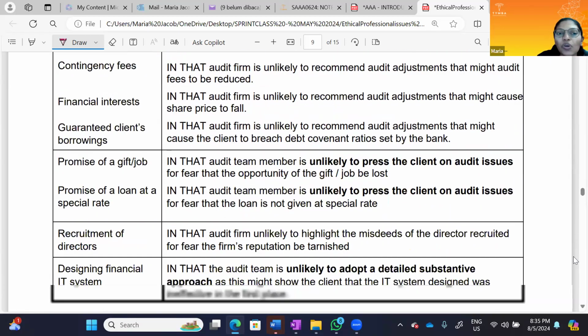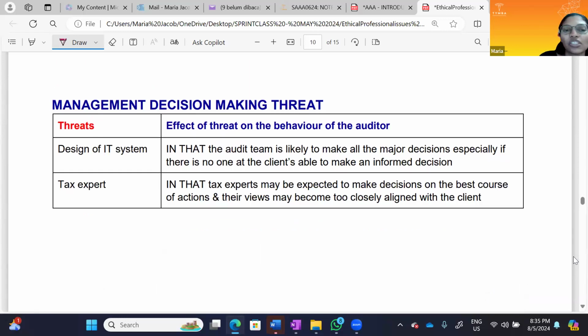Now let's look at one last one, management decision threat. What is a management decision threat? You must remember that you can never take a decision on behalf of the client. You can't take the management role, because if you do that, you are unlikely to allow the client to make an informed decision, and you might be too accepting, or you will not be able to question, because you are the one who gave the solution for them.